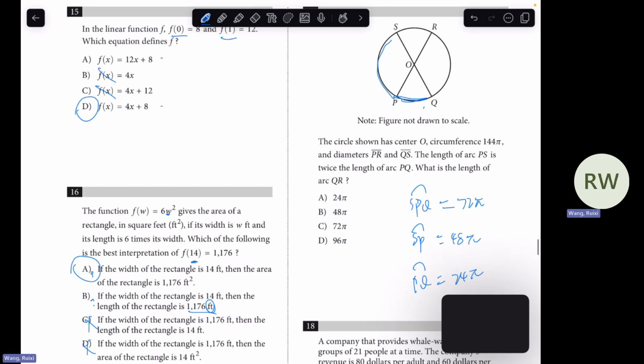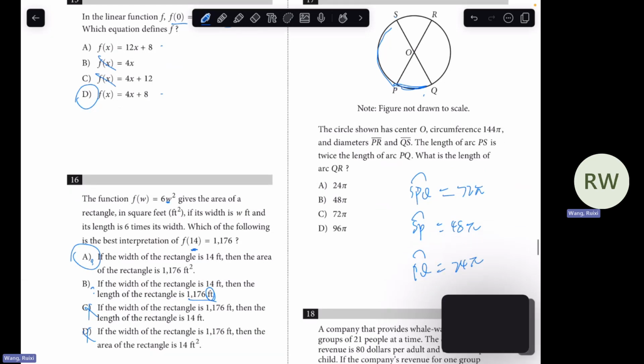So we want to do for the arc of QR, which is then the same as PQ, sorry, the same as SP, so which is 48.